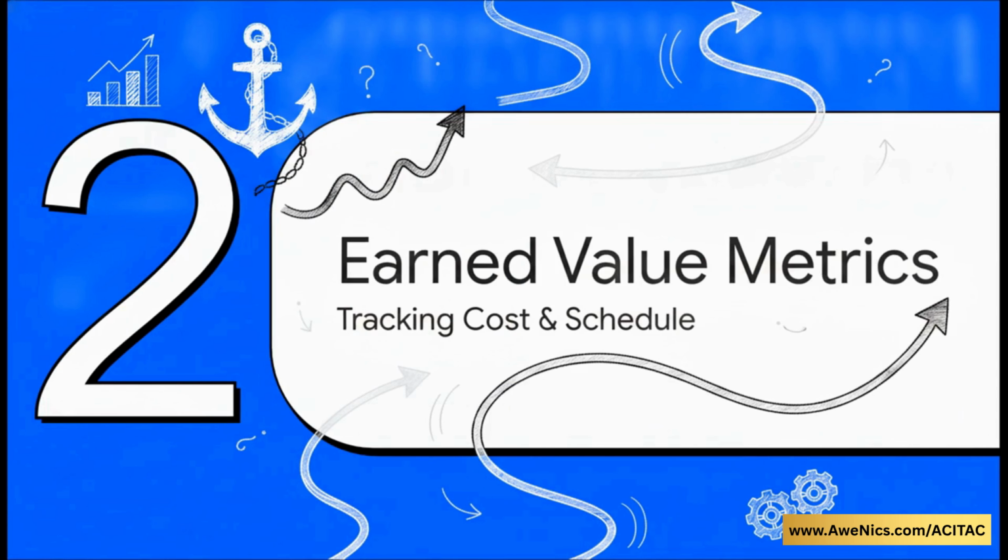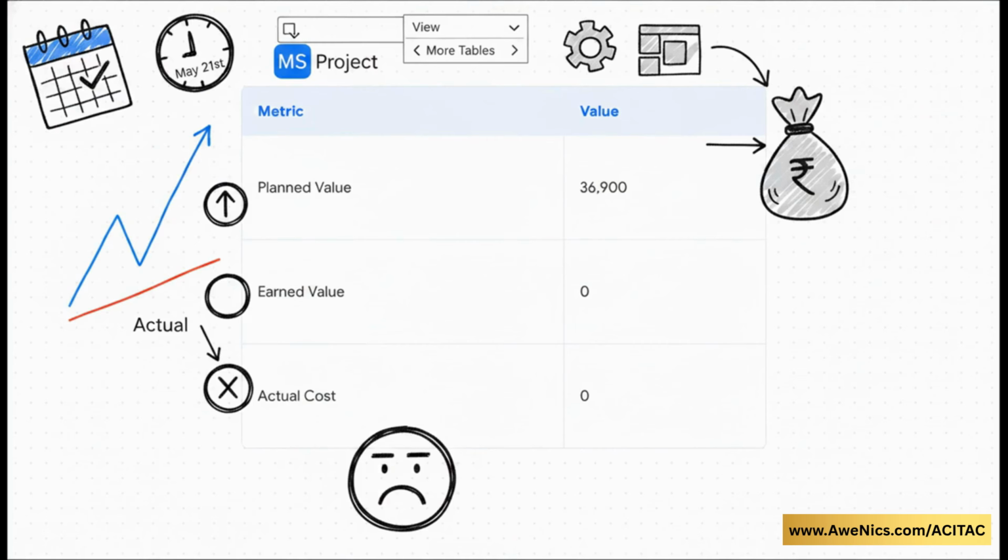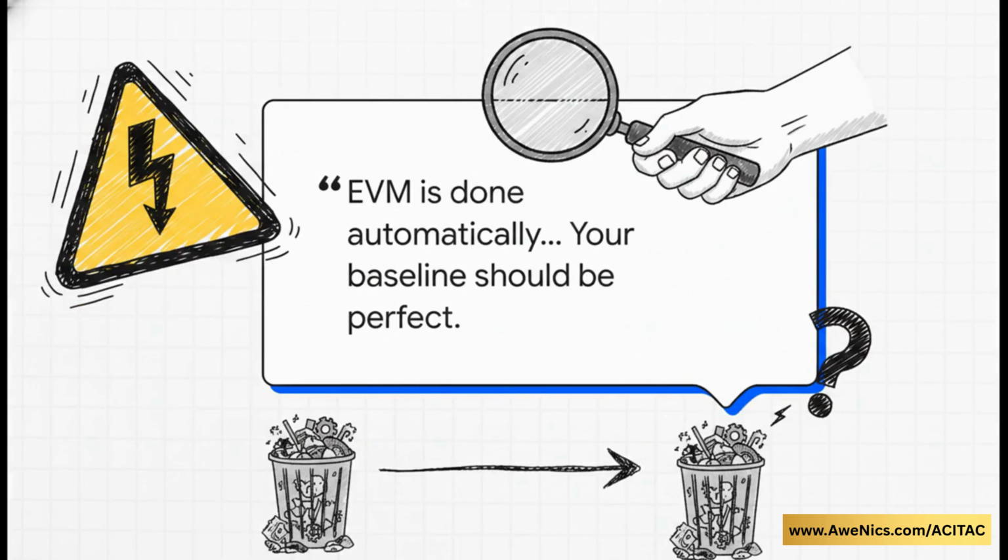Moving right along to Section 2, Unlocking Earned Value Metrics. By navigating to View, then Tables, and hitting More Tables, you can unlock those crucial EVM metrics. Now, for our May 21st snapshot, the data is pretty brutal, but it's honest. Our planned value is sitting at 36,900 rupees. But because no actual work has started yet, our earned value and actual cost are sitting squarely at zero. The beauty here is that MS Project instantly quantifies our lag, and we didn't even have to do a single manual calculation.